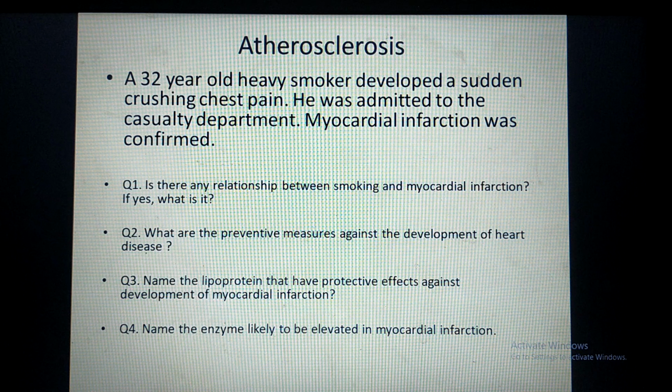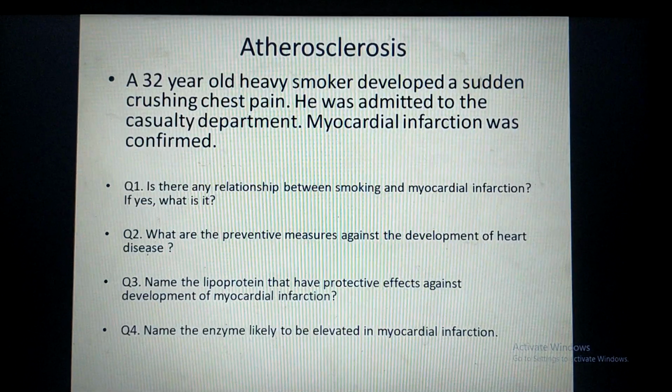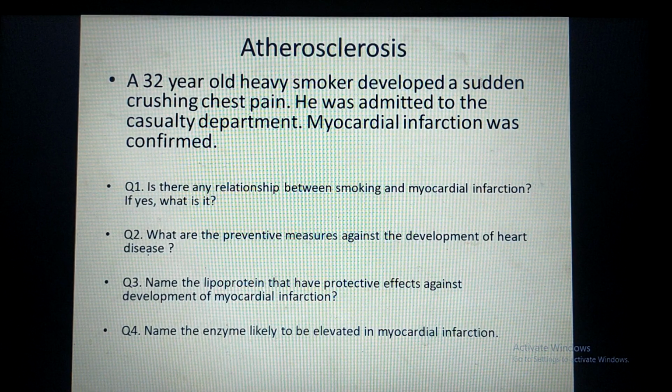Yes, it has a role. What is that role? Nicotine present in the smoke causes vasoconstriction. Vasoconstriction leads to increase in the blood pressure. Increase in the blood pressure leads to damage to the endothelial cell, and this damage starts the process of atherosclerosis. Now what are the preventive measures against the development of heart disease? So these are the preventive measures we have to take to prevent the process of atherosclerosis. And third question is, name the lipoprotein which has a protective effect against the development of myocardial infarction. That lipoprotein is HDL, high density lipoprotein.